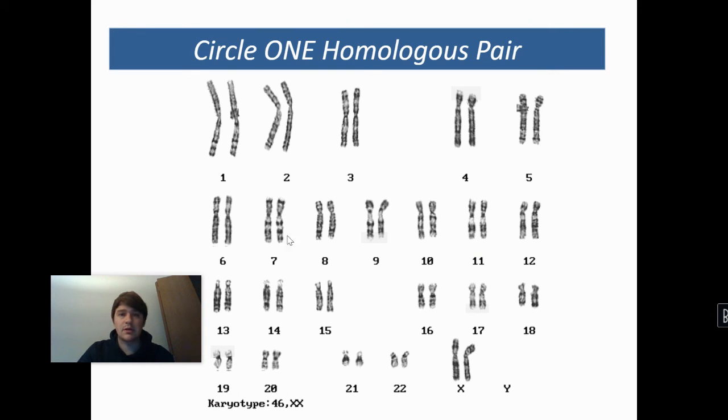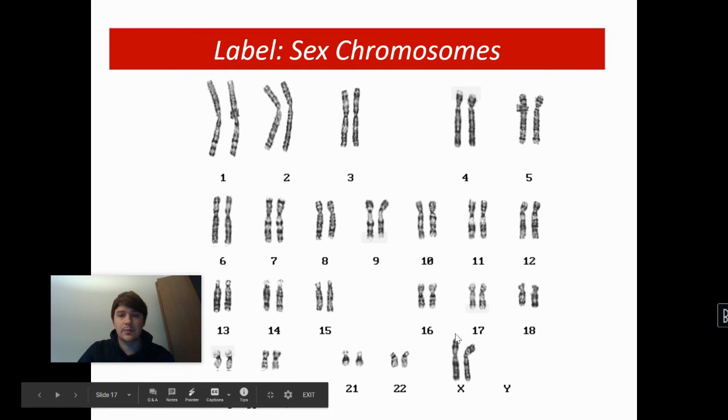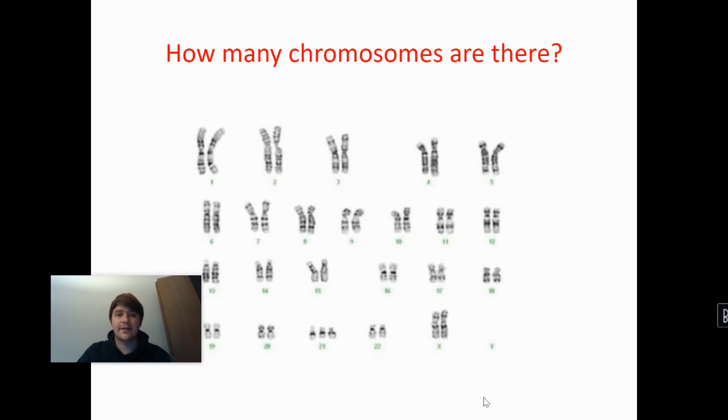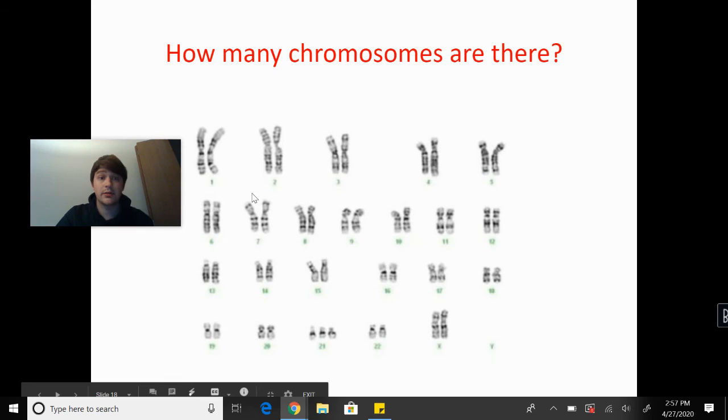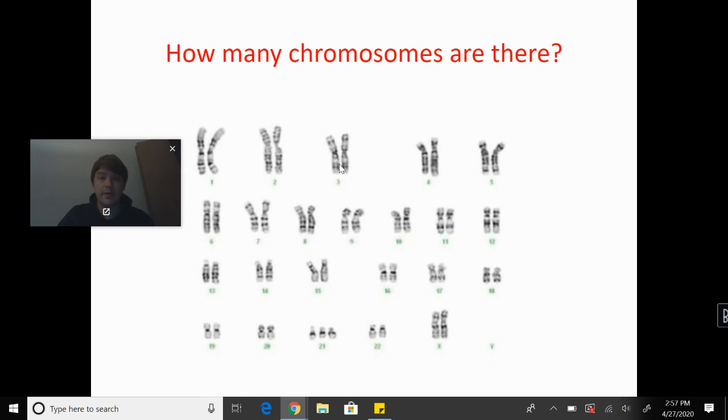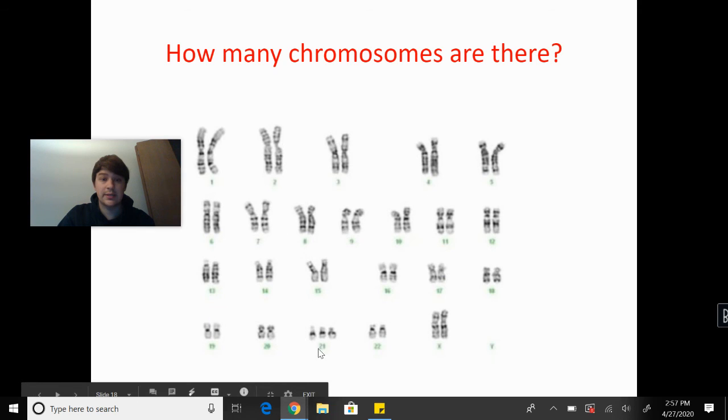Circle one homologous pair, right here, boom, or right here. Now it says label the 6 chromosomes, those would be right here. Finally, only took the whole presentation. How many chromosomes are there? I'm just going to spoil it for you guys. Pair, pair, pair. We have pairs all the way down until we get to 21. You see there are 3 chromosomes here. This is what I would call trisomy 21 or Down syndrome. This individual is also a female because they have 2 X chromosomes.